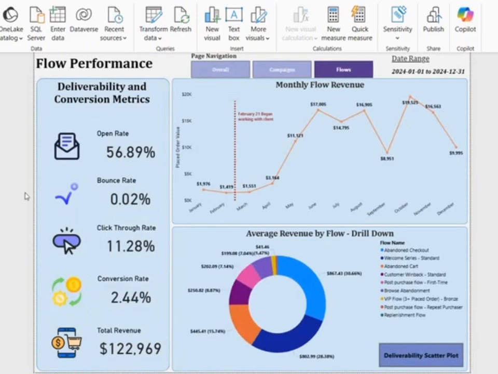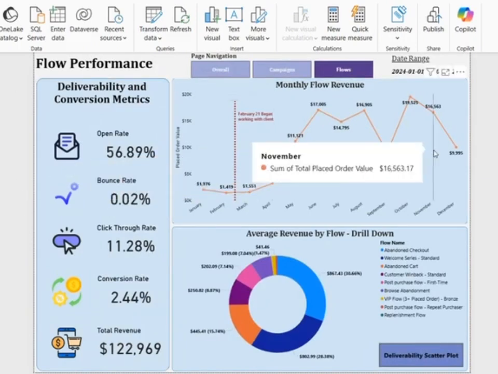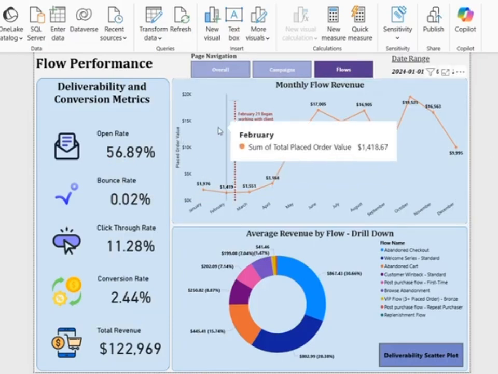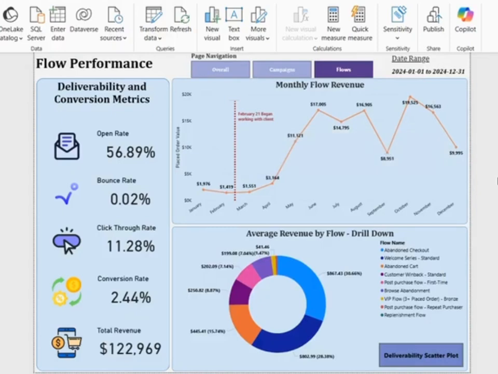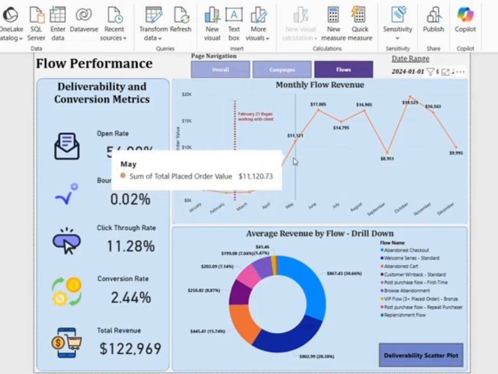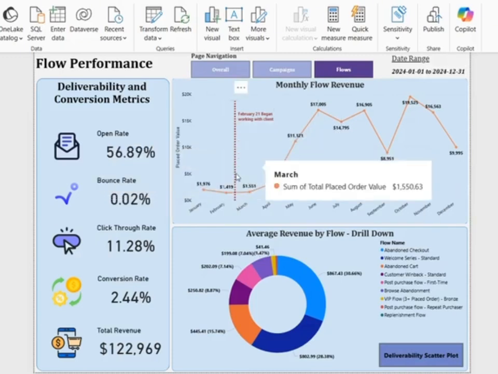Okay, moving on to flows. Again, we have a view of the same sort of metrics. And again, we can see how things changed over time in terms of revenue. Again, after starting to work with this brand, we saw the flow revenue increase dramatically. So again, flows, they only had a few of them set up. When I started working with them, we implemented all of the core flows within the first month. So we started seeing that considerable increase in revenue after that first month of working with them.